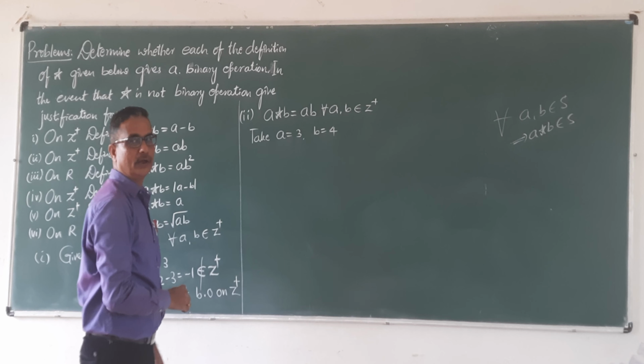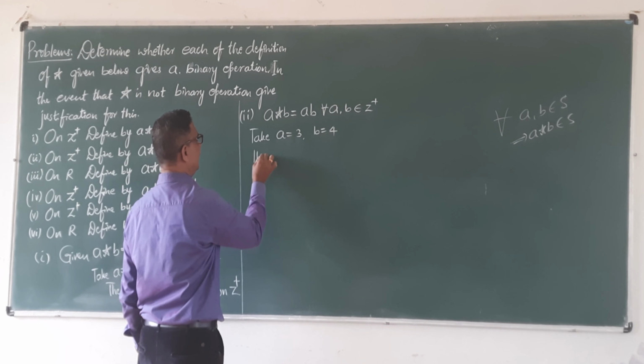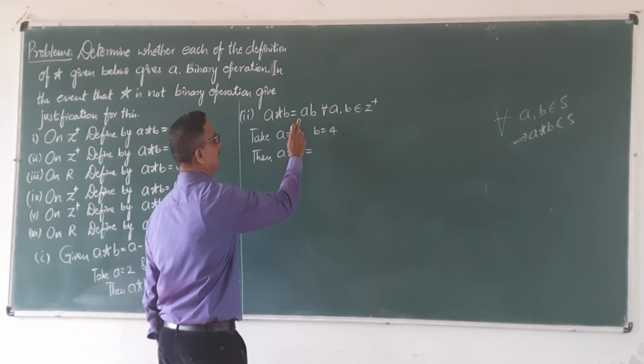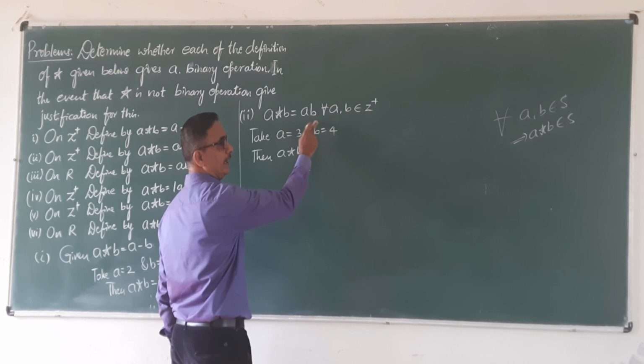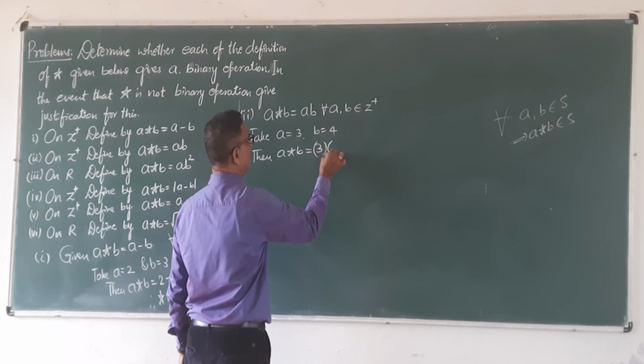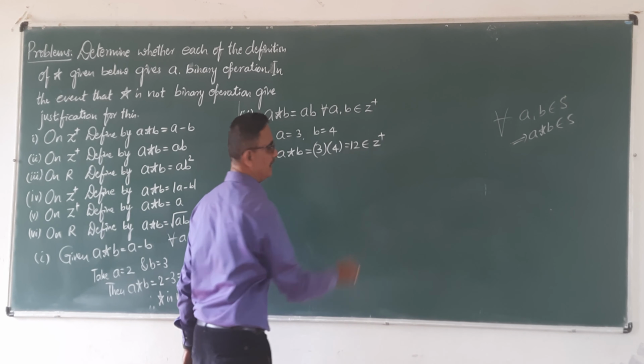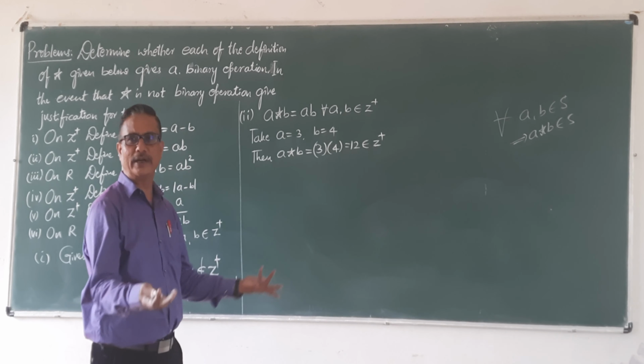Right, 3 and 4 are positive integers. Then a star b: take any two positive integers. After defining a star b, what is a's value? 3. What is b's value? 4. 3 fours are 12. Is 12 a positive integer? Yes. If you take 4 and 3, again it becomes 12. The product of two positive integers becomes a positive integer, therefore star is a binary operation on Z plus.